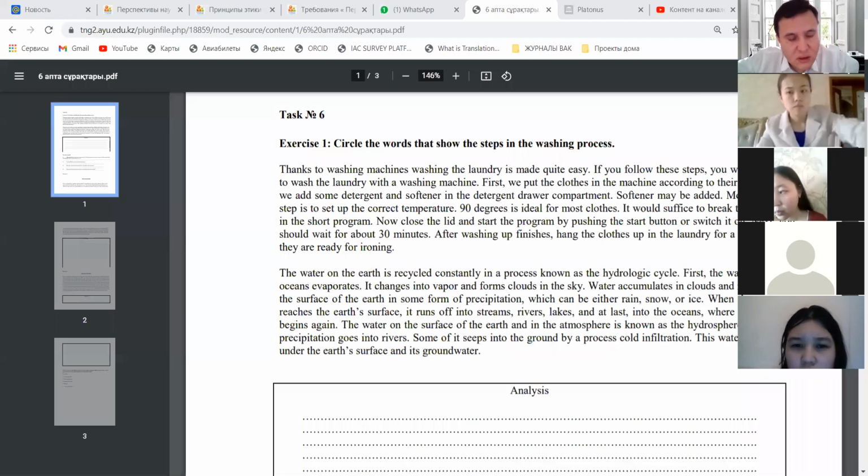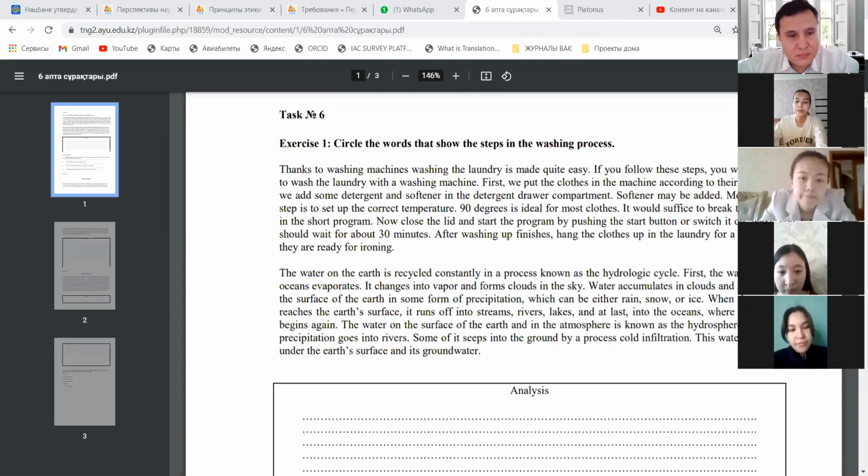Have you finished, dear students? Yes, teacher. Baljan, should I read the text or just make an analysis without reading? I think in order to be clear for the people who will watch our videos, we have to read first, yes? Okay. Thanks to washing machines, washing the laundry is made quite easy.